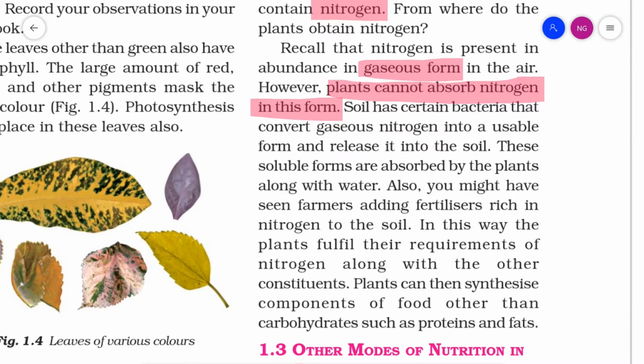Now we will see how this gaseous form of nitrogen is utilized by the plants to prepare protein. Soil has certain bacteria which can convert the gaseous form of nitrogen into a usable form, and this usable form of nitrogen is released into the soil. These usable forms are then absorbed by the plants along with water.